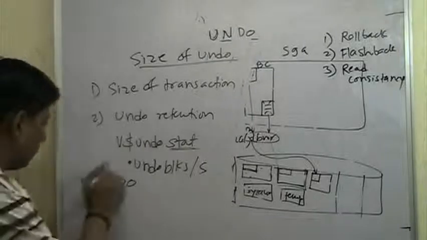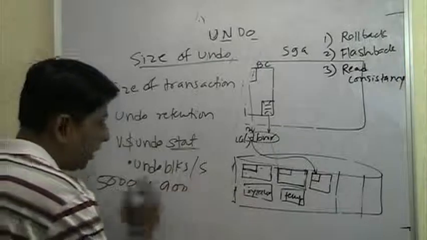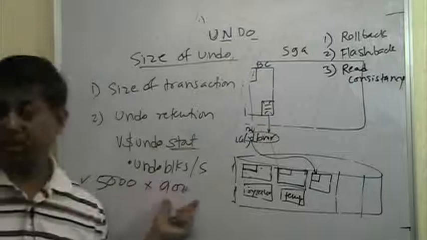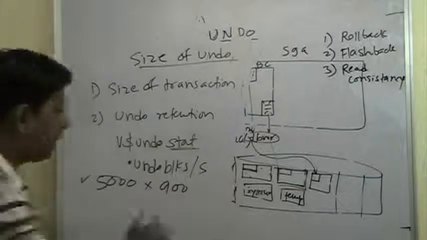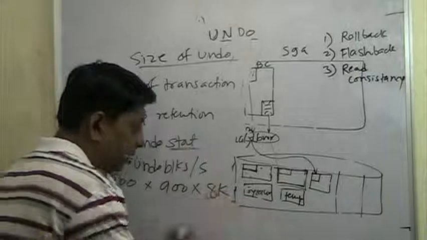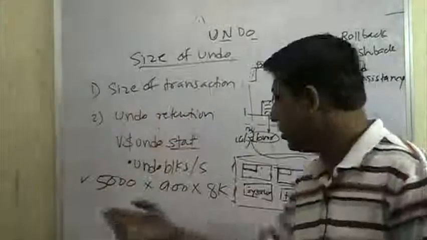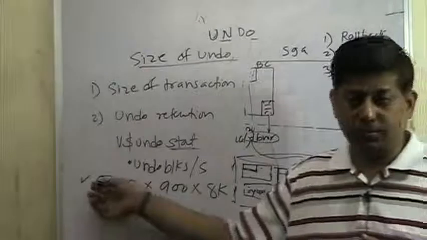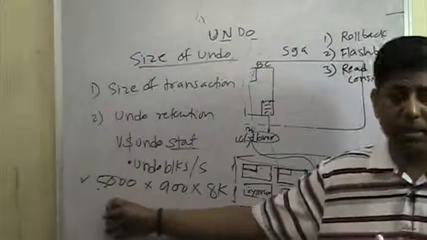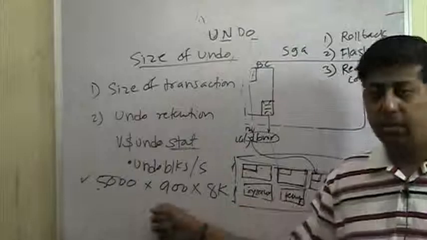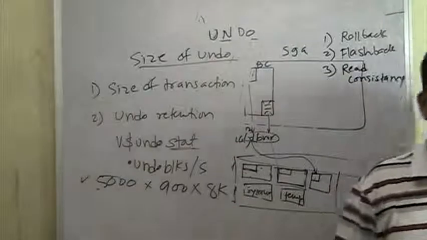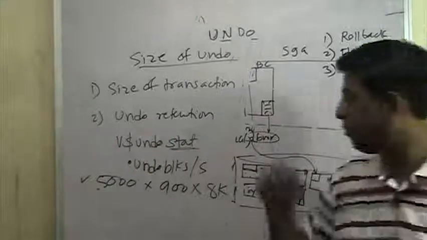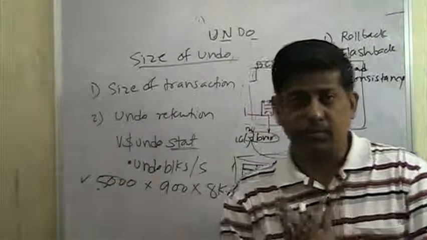Then you use this number. If your undo retention is around 900 seconds, and this is per second, you require 5000 blocks for 900 seconds, and the size of your database block is 8K. Whatever this comes out to be is at least the minimum requirement for your undo. Because this is the maximum value required per second, the retention is this much, and the size of the block is this much. This information can be found from V$UNDOSTAT.